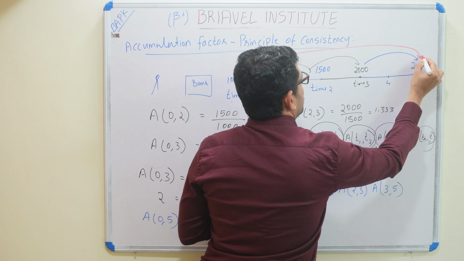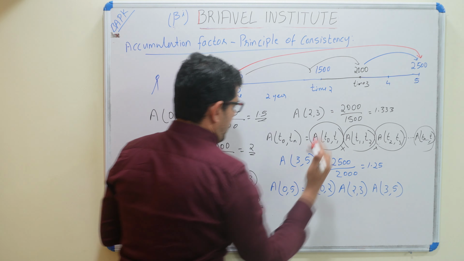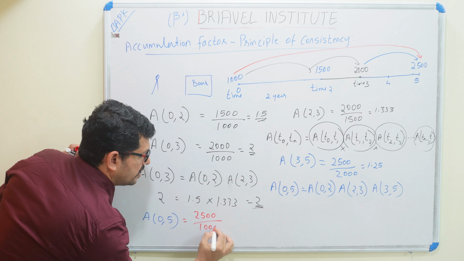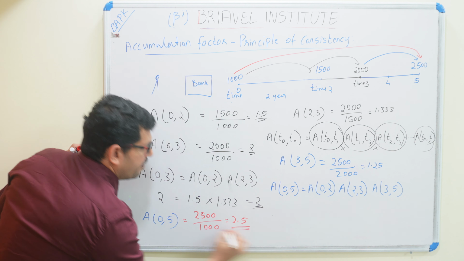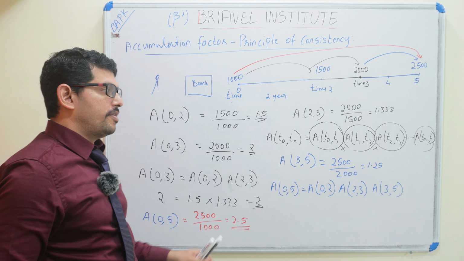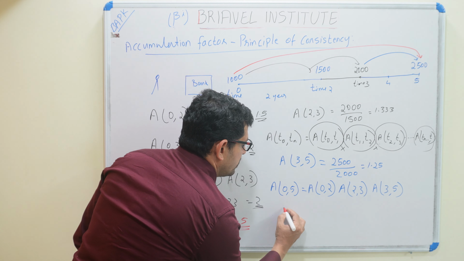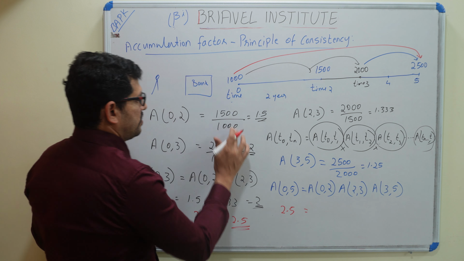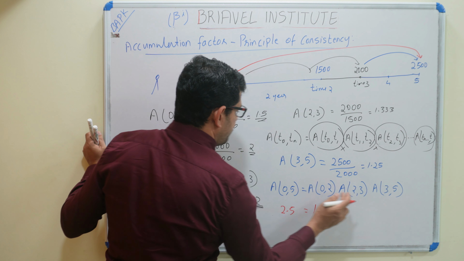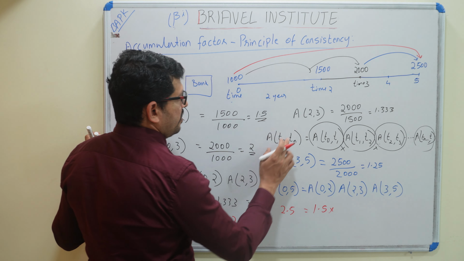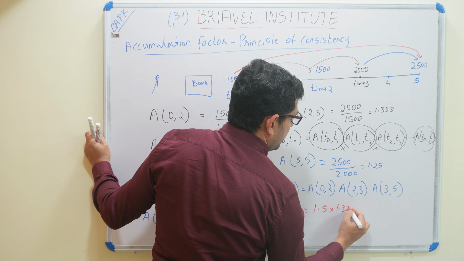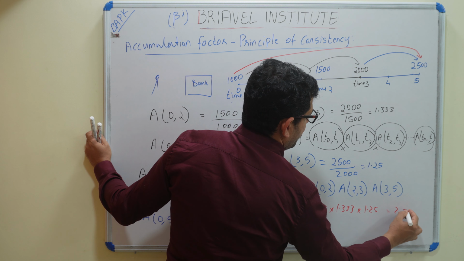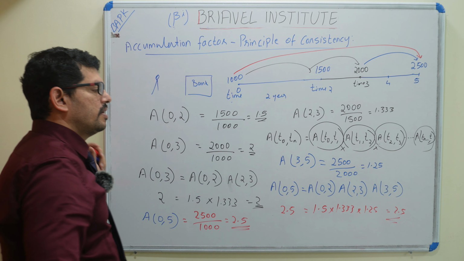1000 is accumulated to 2500. So A05 is equal to 2500 divided by 1000. So the accumulation factor is 2.5. This is equal to A02, and I know A02 is 1.5, A23 is 1.333, and A35 is 1.25. If we multiply, you will get 2.5.